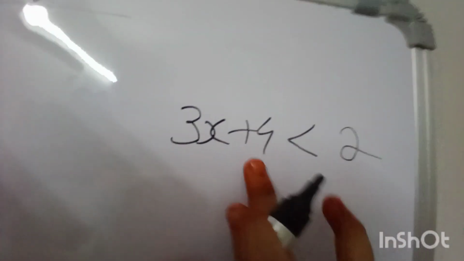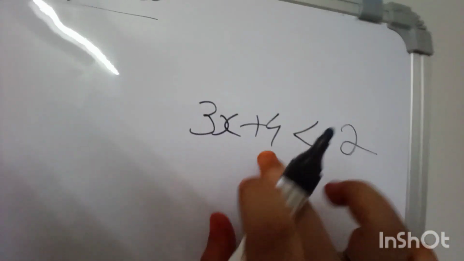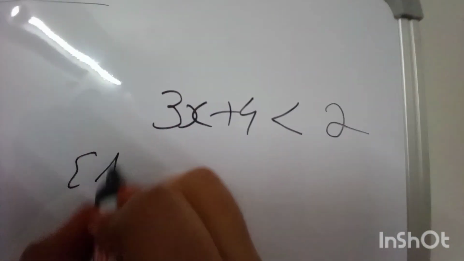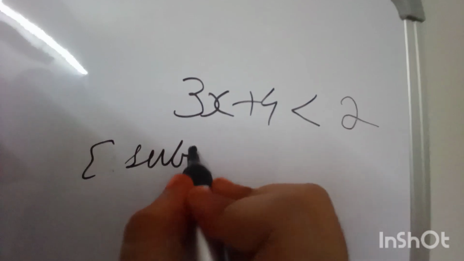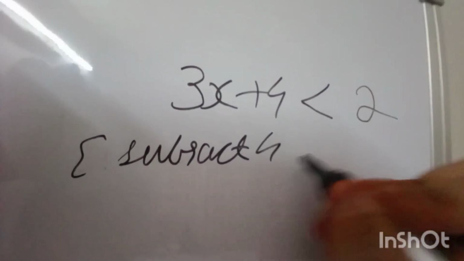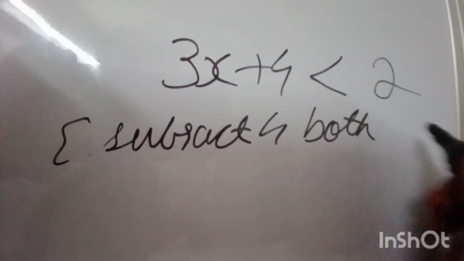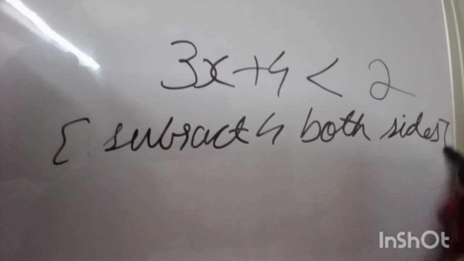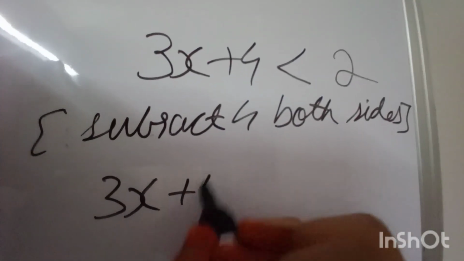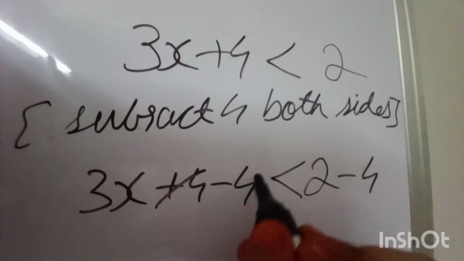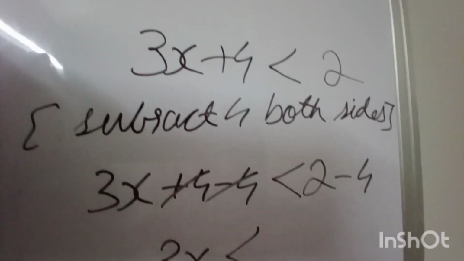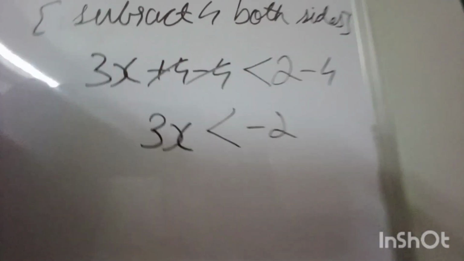Now to take this 4 from the left side to the right side, you have to write a statement here. Subtract 4 both sides. So 3x plus 4 minus 4 less than 2 minus 4. Plus 4 minus 4 get cancelled. 3x, and 2 minus 4 is minus 2.